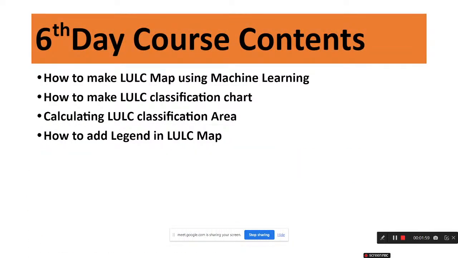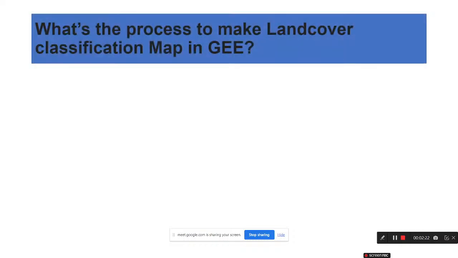Okay. So basically, this is our today's course content: how to make the land use and land cover map using machine learning, how to make the land use land cover classification chart, how to calculate the land use land cover classification area, how to add the legend. Okay, how you can easily calculate the overall accuracy of this map. Okay, all of the details we will try to complete in this class. So let's go. Okay. Great.